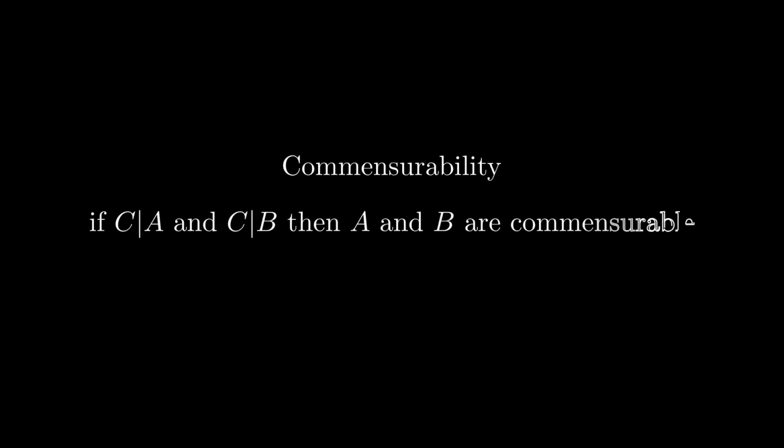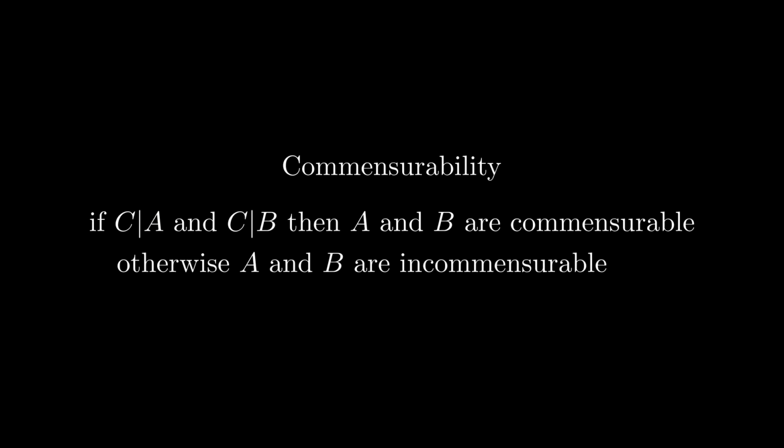Given 2 numbers a and b, if a third number c measures both of them, a and b are commensurable. If no such c exists, a and b are incommensurable. Figuring out that 2 magnitudes can be incommensurable was a big deal because if you were given 2 sticks, surely you could find a short enough third stick that would measure both of them.